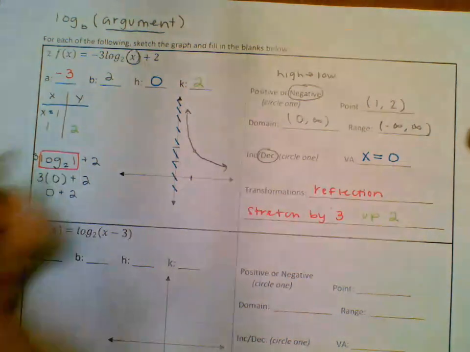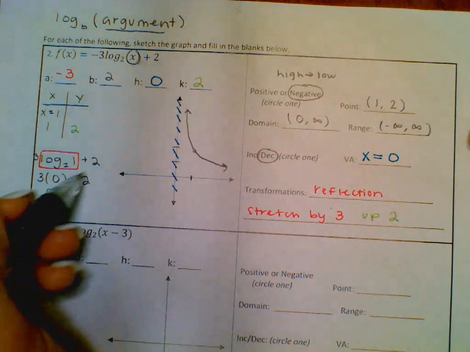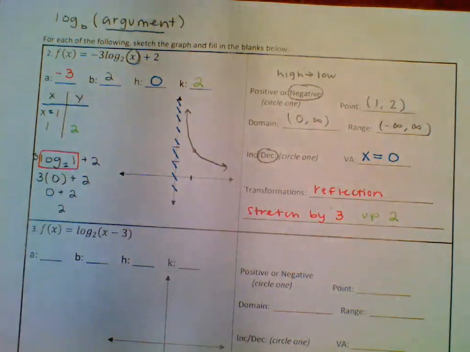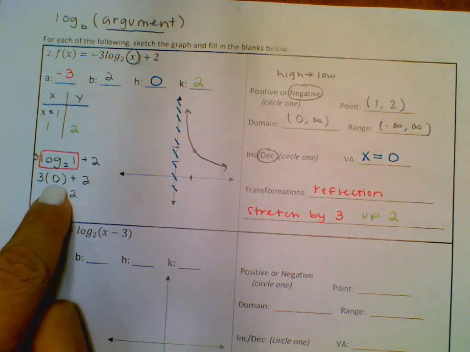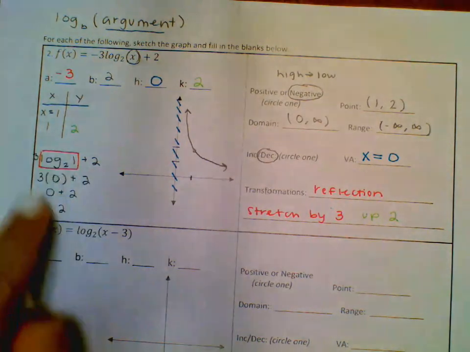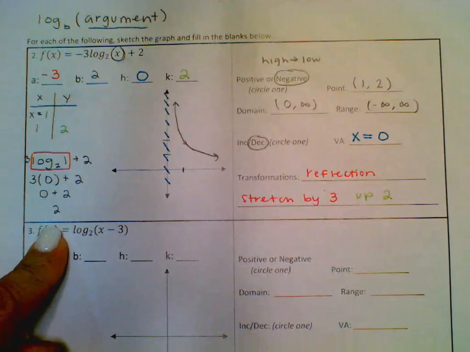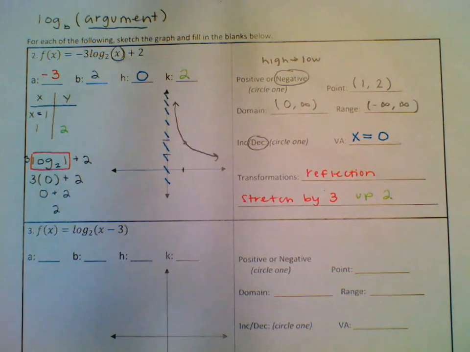No matter what the a value is, it's always going to just equal the k because we're turning the argument into 1. If the argument is a 1, then this always becomes a 0 here. So we're not asking you to show this work because it's always going to end up being the k value. But that's why we're doing that.